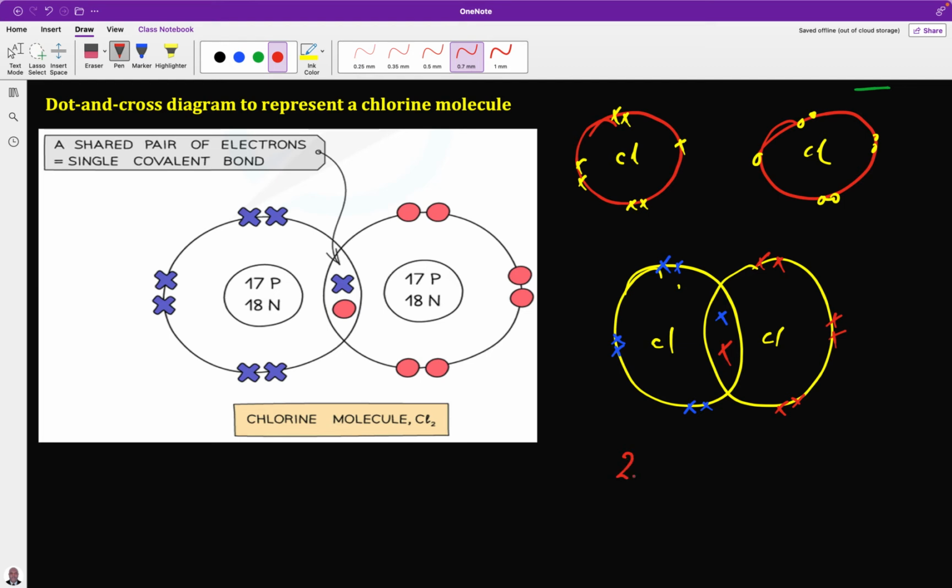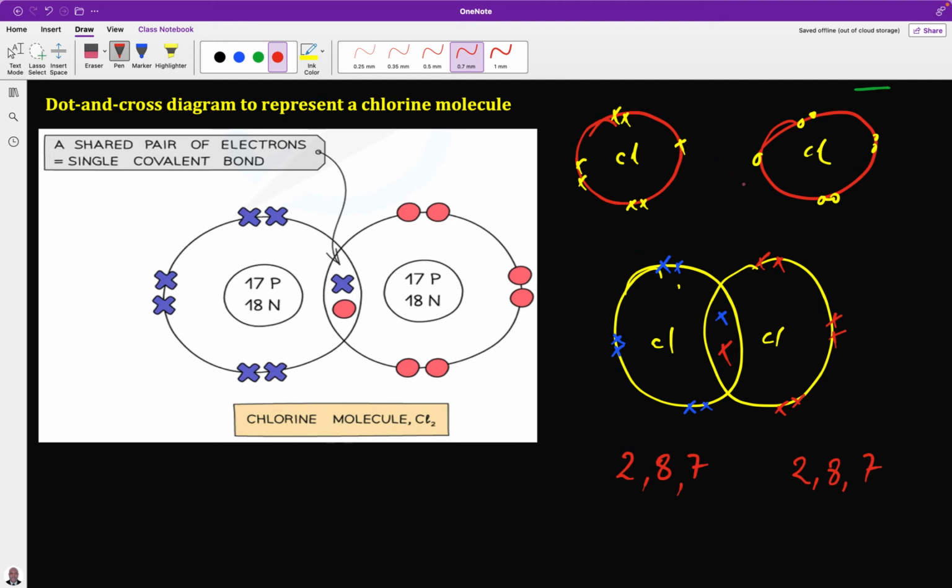We have 2, 8, 7. It has 2, 8, 7, and this other one also has 2, 8, 7. But in order to complete it, they cannot transfer electrons, so they will need one of the electrons.